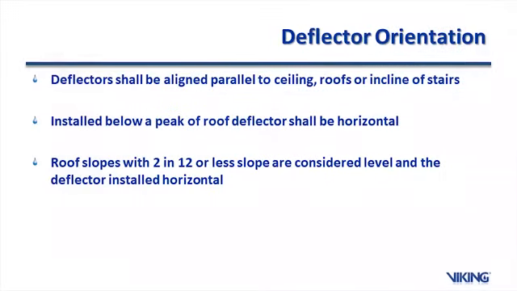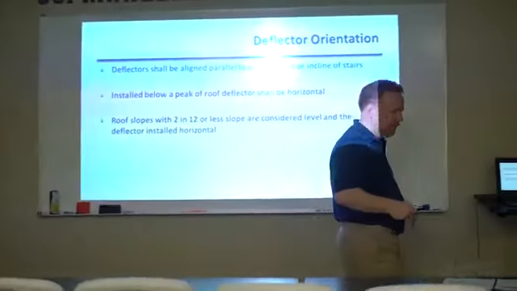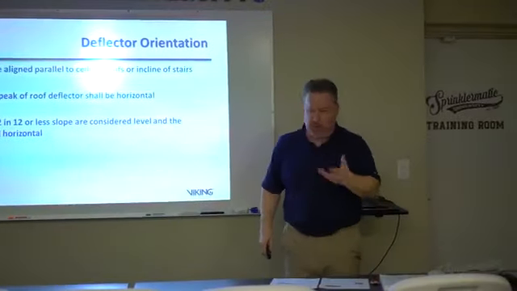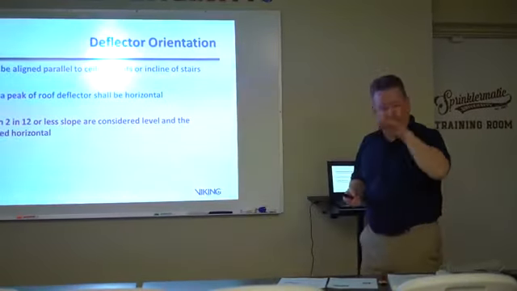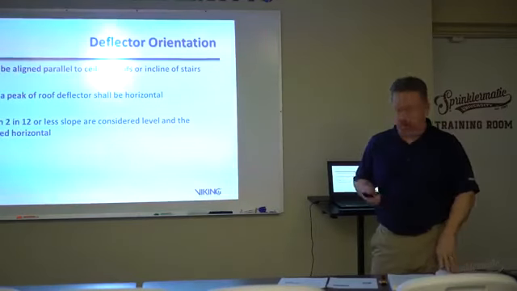Deflector orientation needs to be aligned parallel to the ceilings, roof, or the incline of stairs. Installed below the peak of the roof, the deflector needs to be horizontal. If you're going down a peak line, it needs to be horizontal. Roof slopes of 2 in 12 or less are considered level, and the deflector can be installed horizontally. So if I've got less than 2 in 12, that's a pretty flat roof, so we can just put those sprinklers in parallel to the floor below.